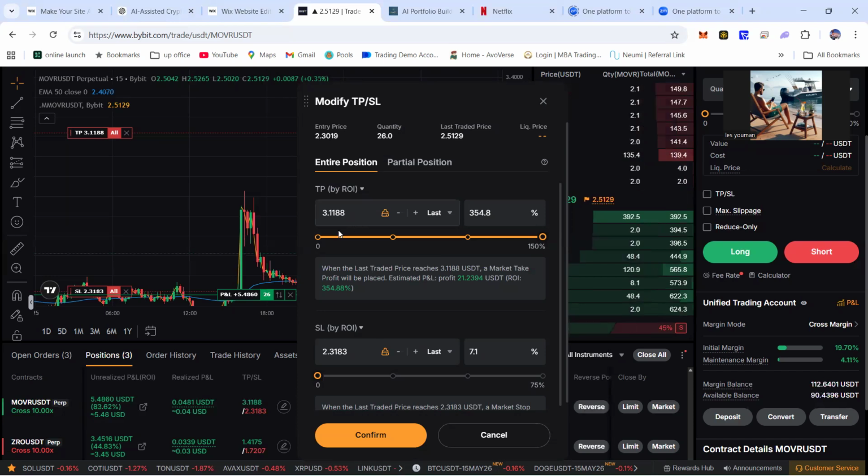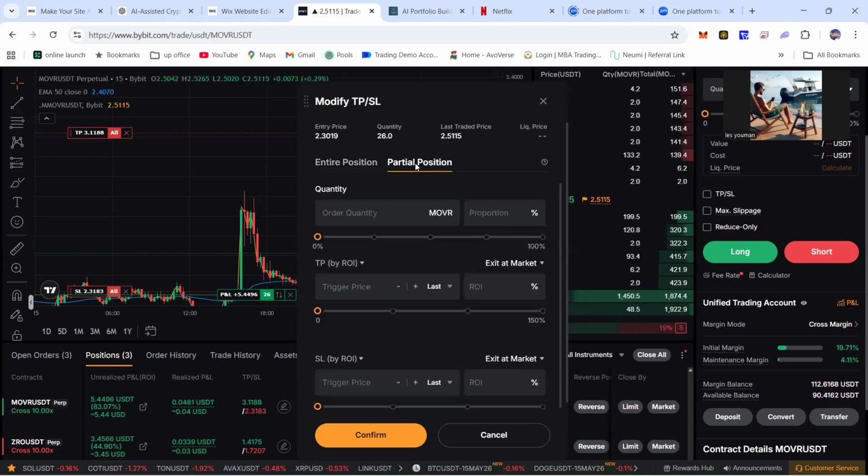What we're looking at now is it's going to close the entire position when it gets to the take profit line, which is set at a value of 3.1188. And if it gets all the way up there, that will be a 354% profit on that one trade. So this is a potentially really good trade. But for now, we're going to set it at a partial position.